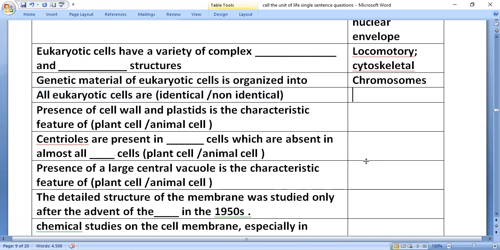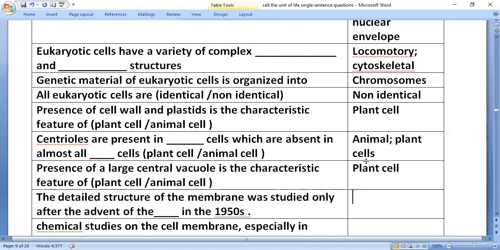All eukaryotic cells are non-identical. Presence of a cell wall and plastids is a characteristic feature of plant cells. Centrioles are present in animal cells, which are absent in almost all plant cells. Presence of a large central vacuole is the characteristic feature of plant cells.